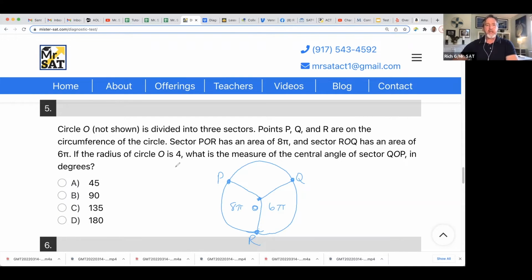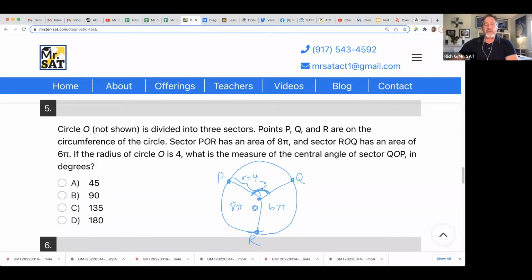All right. The radius of circle O is 4. Right there. Radius equals 4. I got to draw everything. Look how clear it's all becoming. What is the measure of the central angle of sector QOP? So we want this angle, QOP. What is it?